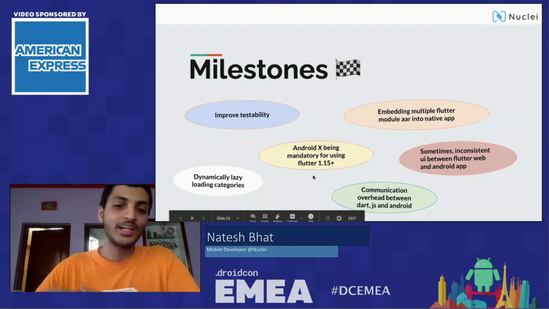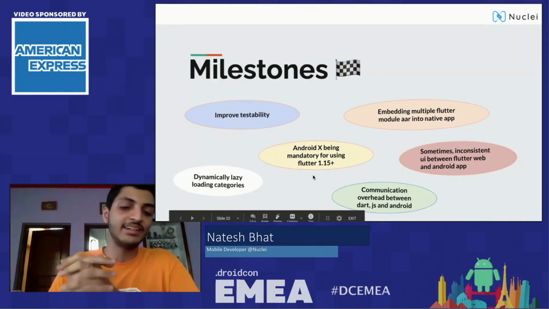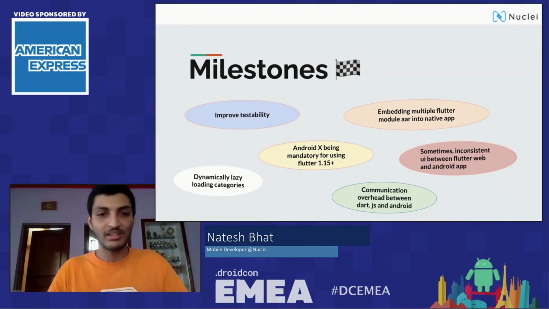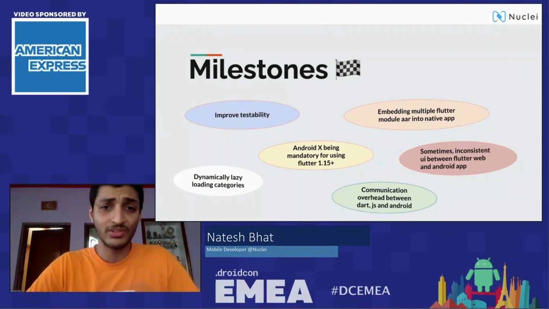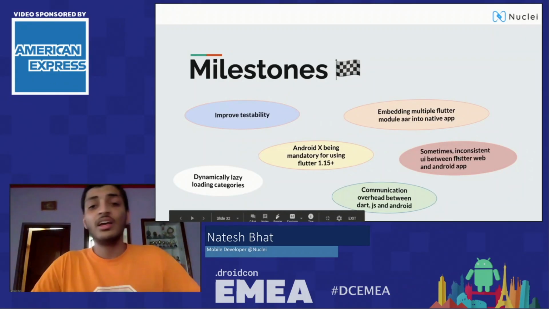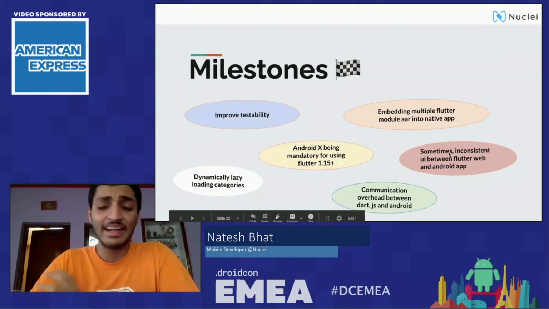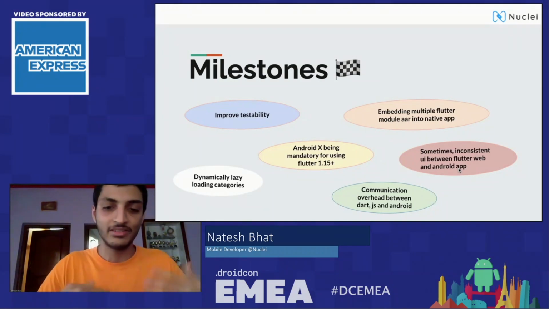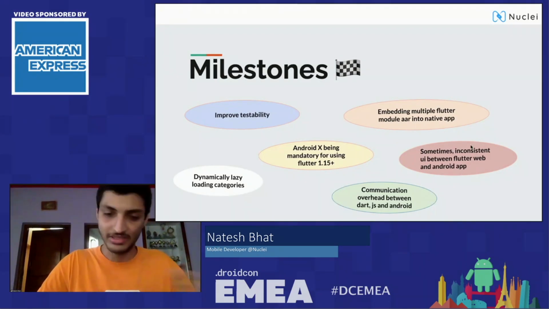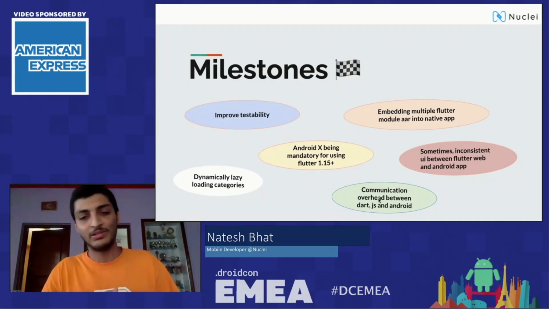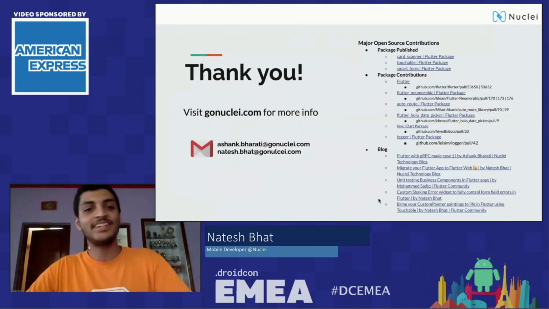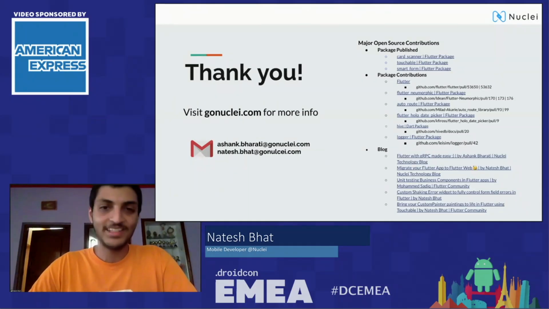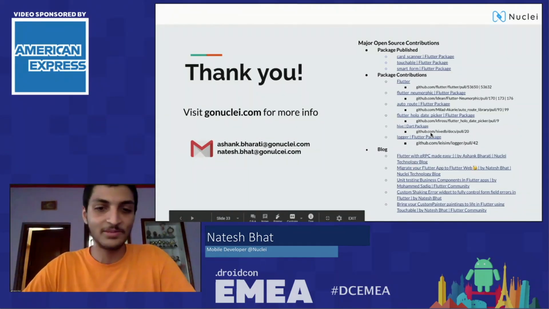And moving forward, we would want to dynamically lazy load categories at runtime, because once we develop all the categories, we don't want to send them all to the user, as it will take some time. And sometimes there were rare times when the UI between Flutter web and the Android app was not as good as we wanted it to be. But that is almost resolved now. And the communication overhead that you saw there. So these are certain milestones, and with that we hope to answer some of the questions.